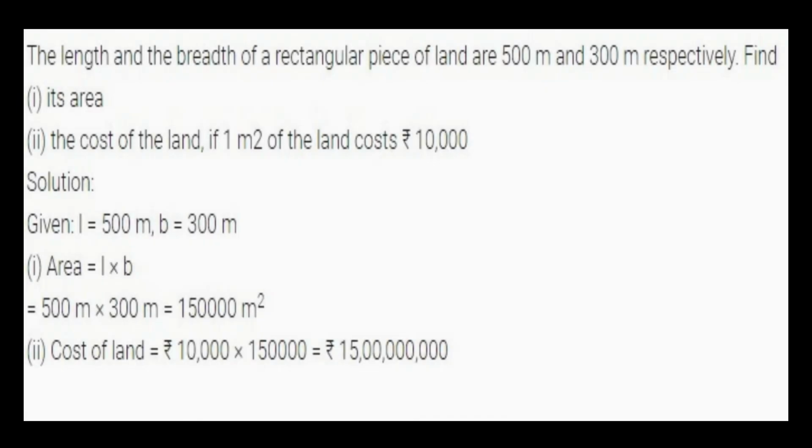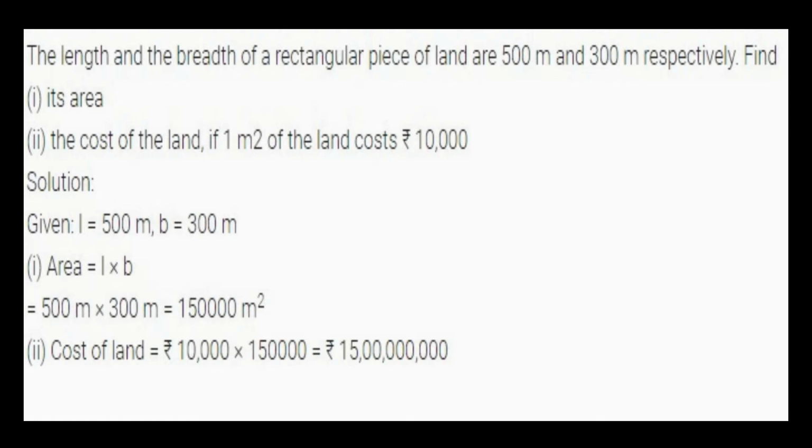So coming to our first sum, the length and the breadth of a rectangular piece of land are 500 meter and 300 meter respectively. Find its area and the cost of the land if 1 meter square of the land costs rupees 10,000. It's a basic sum with which we are starting. Here length is given as 500 meter, breadth is given as 300 meter. So we need to find the area.